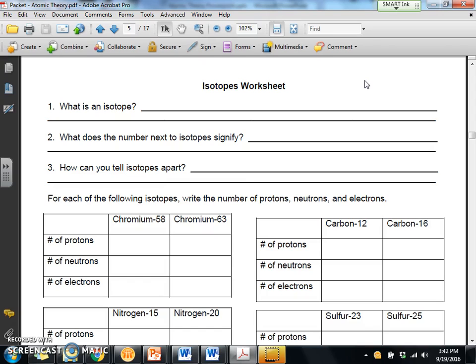Okay, so isotopes are atoms of the same element that have different numbers of neutrons. So atoms of the same element with different neutrons. And I expect you to be writing this in your notes: with different number of neutrons.